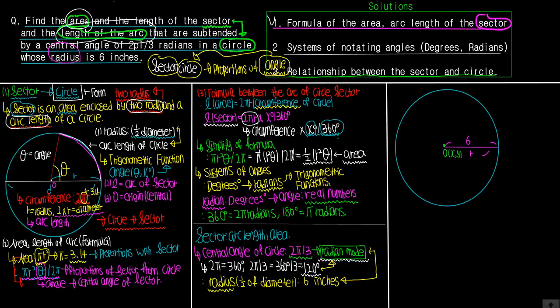Another thing they gave us is the central angle, which is 2 pi over 3. We know that 2 pi over 3 in degrees is 120 degrees, which will look something like this, more than 90 degrees. This angle is 120 degrees, or we can write it in radians as 2 pi divided by 3. This is the main angle that defines our sector, and here's our first question.